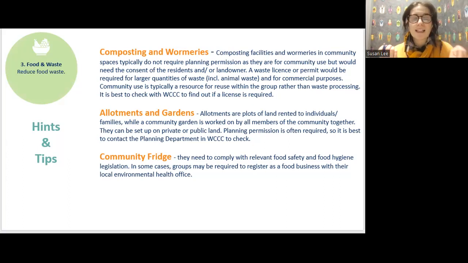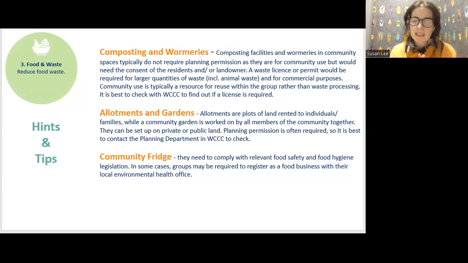Now, community fridges. I'd love to see a group do this in Waterford. I would say for these, you do need to follow food safety and hygiene rules. So groups might need to register as a food business and complete some very basic food safety training.